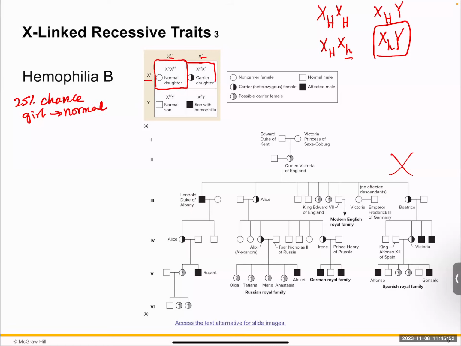Now, the box right next to it, again, both are contributing X's. So it means there is going to be a girl. And because this is heterozygous, they're going to have no symptoms. So there are no symptoms, but they are a carrier of the medical condition. And again, this is 25%, one capital X and one lowercase h.